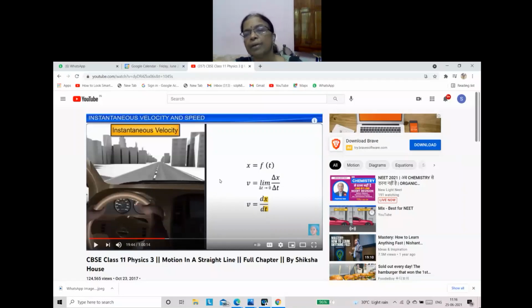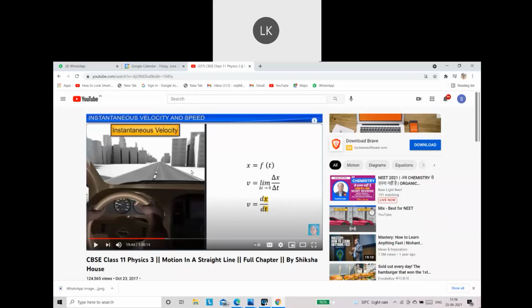The xt graph. What is meant by an xt graph? X means position. T means time. Position, time graph. Where is time taken, x axis or y axis? Time is on the x axis. Position is on the y axis. That graph is known as the position time graph.